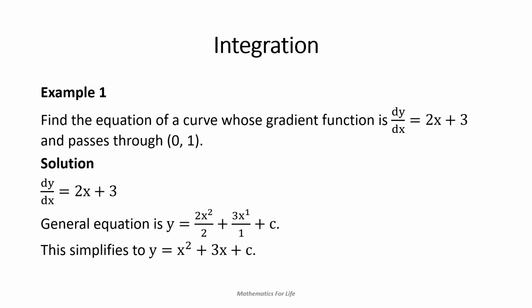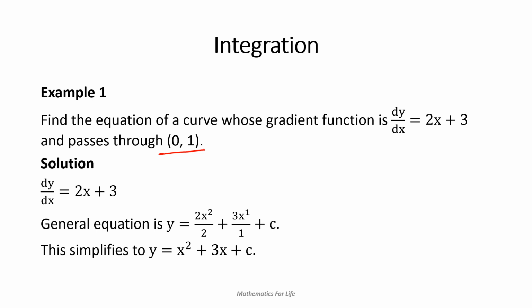Find the equation of a curve whose gradient function dy/dx is equal to 2x plus 3 and passes through (0, 1). Remember, we had mentioned that for us to be able to determine the arbitrary constant c, we must be provided with some additional information. And from this particular example 1, such information has been provided, and that is the point the curve passes through, which is (0, 1), as indicated over here.